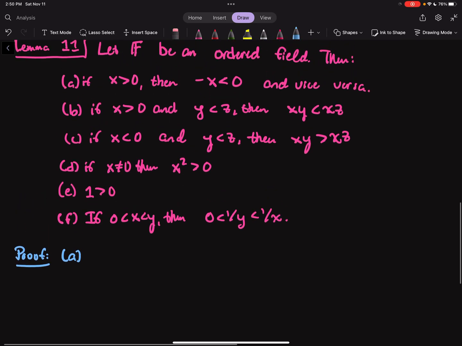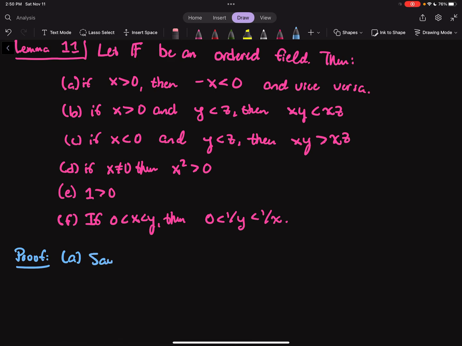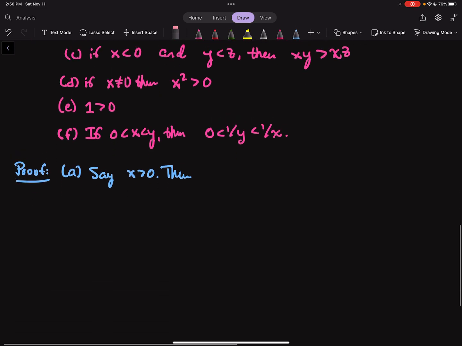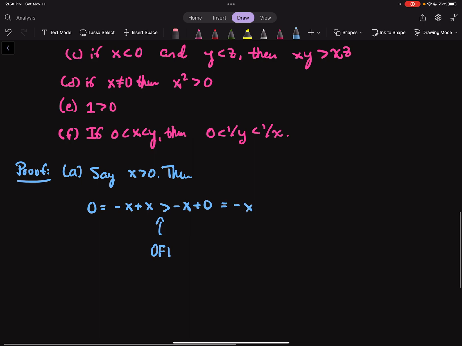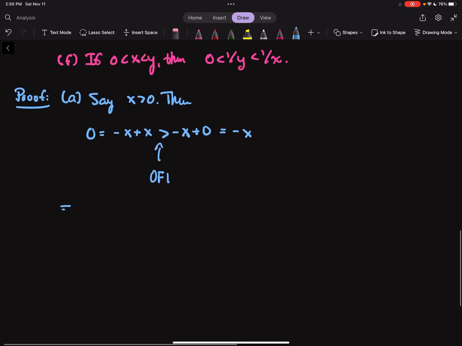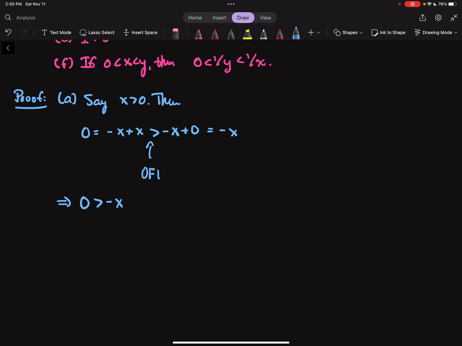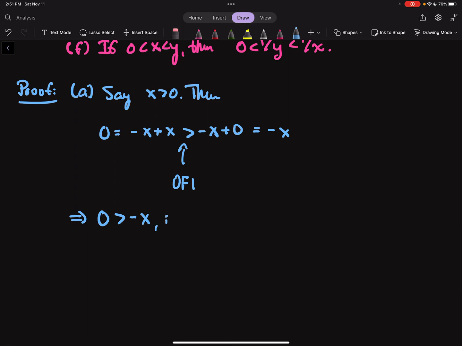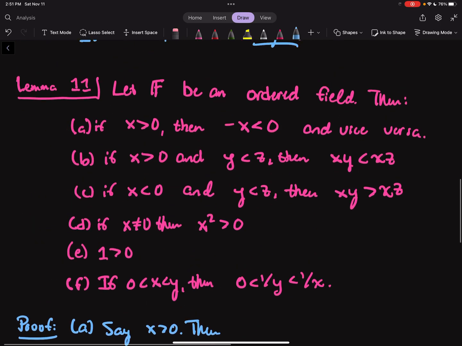Okay, so say x is bigger than 0. Well, what we have is that 0 equals minus x plus x, of course. And that is going to be bigger than minus x plus 0 by OF1. And, okay, but that's just negative x. And then by transitivity, equality and our order are transitive. So 0 is bigger than negative x, i.e. negative x is less than 0. Okay.